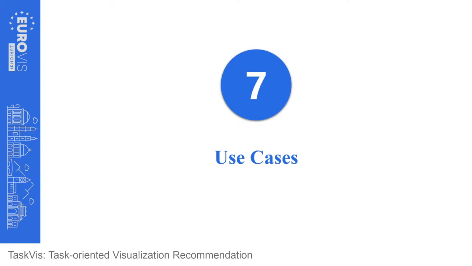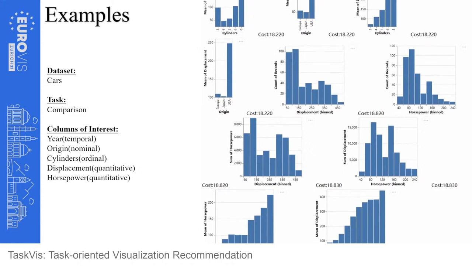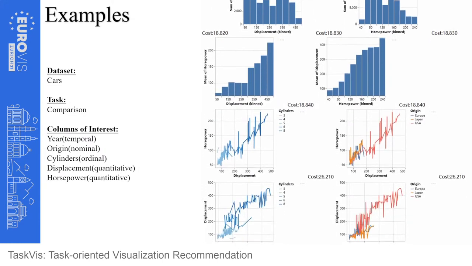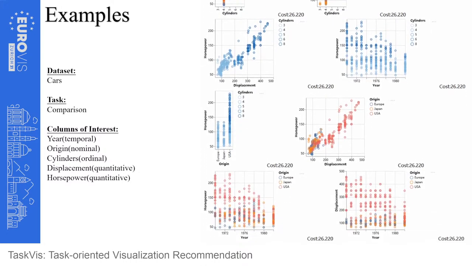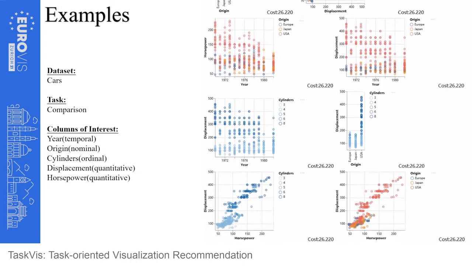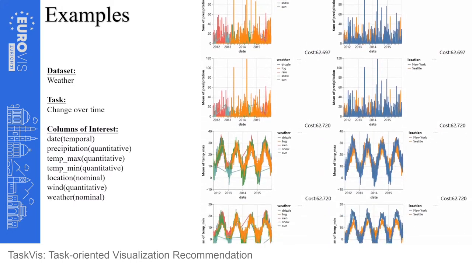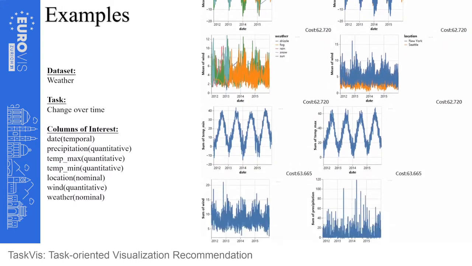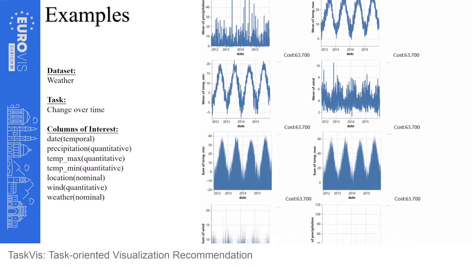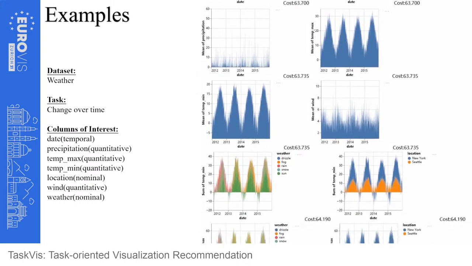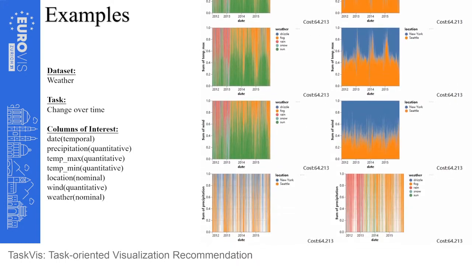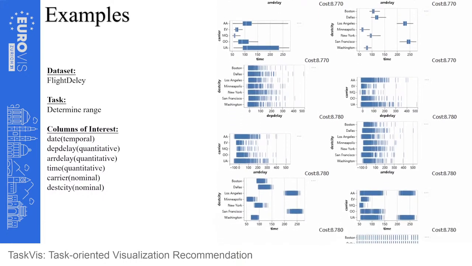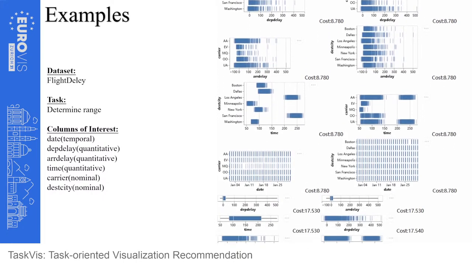Next, we will show some examples recommended by TaskVis. This is an example of comparison task for cars dataset. From the bar charts, line charts, and scatter charts, we can easily compare the production and the performance of cars in different regions. This is an example of change of time task for weather dataset. The recommended line charts and area charts clearly show how some perception parameters change over time in different locations and weather conditions. This is an example of determine range task for flight delay dataset.